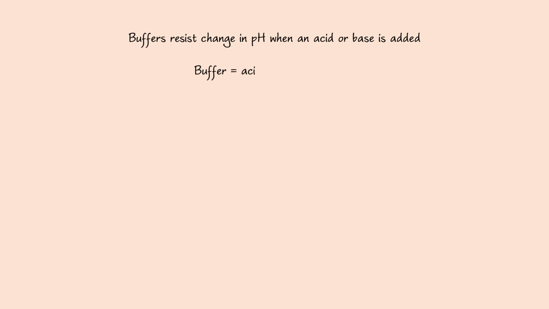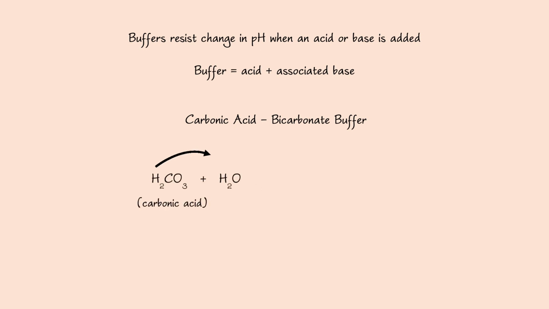A buffer consists of an acid and its associated base. We will present you with an example here. Let's talk about carbonic acid bicarbonate buffer using a chemical equation. Carbonic acid transfers a proton to water to form bicarbonate and hydronium. The bicarbonate is a base. A solution containing both carbonic acid and bicarbonate is a buffer. We will now focus on the hydronium concentration since it determines the pH of a solution.